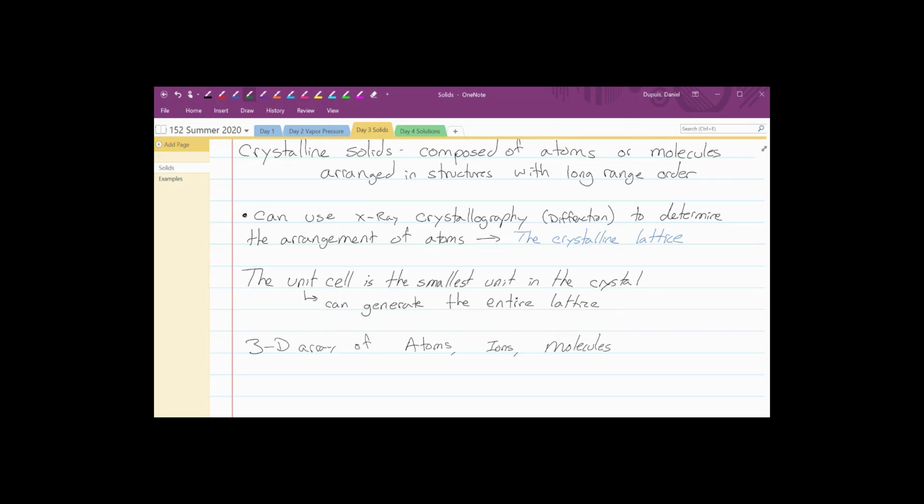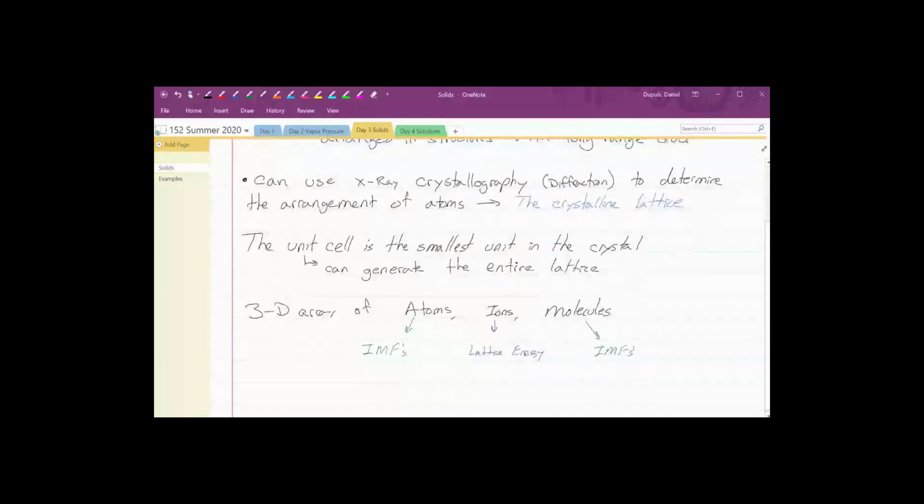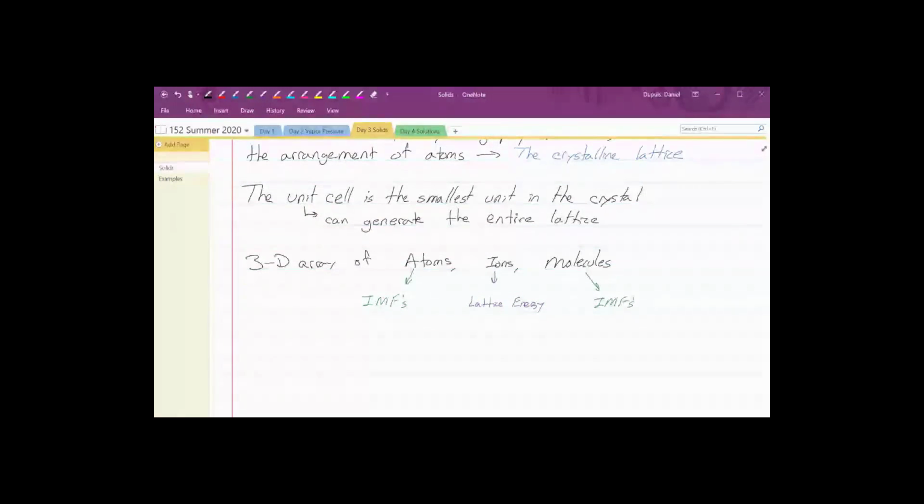And so atoms, when they're in a unit cell, are held together by intermolecular forces. Molecules are also held together by intermolecular forces. For the ions, you can think of lattice energy, which is why they're staying together. All right, and so we're going to deal with cubic unit cells.